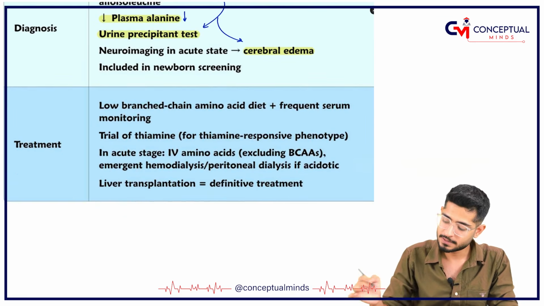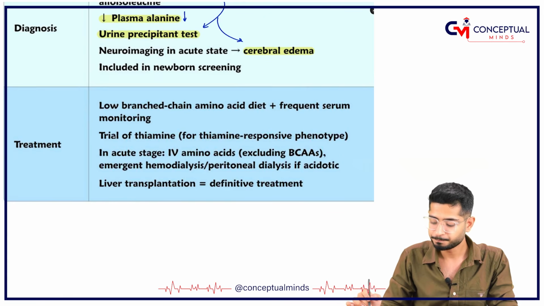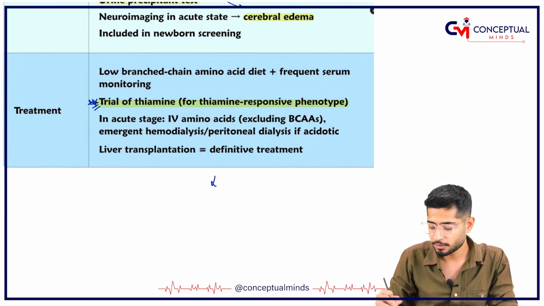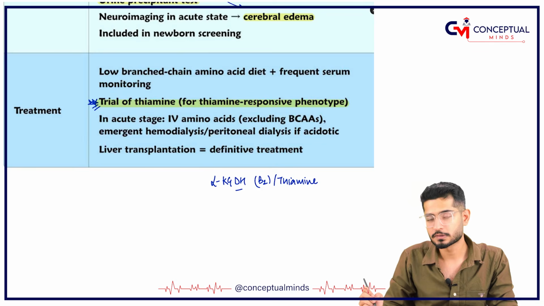So what will you give as a treatment? You have to do a trial of thiamine. There are some patients who are responsive to thiamine, because, if you don't know, let me tell you, alpha-ketoacid dehydrogenase requires vitamin B1. Sometimes because of B1 deficiency also this maple syrup urine disease can happen, but in very rare cases. Still, if the possibility is there, we should give thiamine.